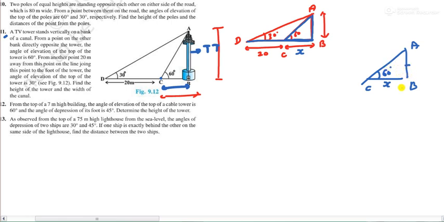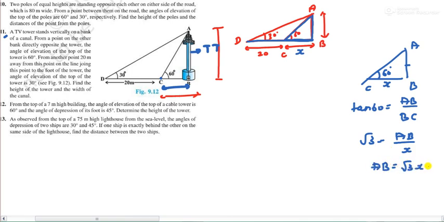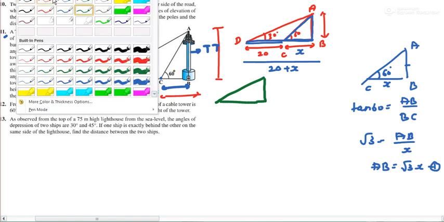So again we need to find AB. Same, tan 60 is opposite by adjacent, that is AB by BC, correct? Tan 60 is root 3, and we have taken BC as X, so I will write it as X. Therefore AB will become root 3 X. This is equation 1. Now again here, if you see, DB will become 20 plus X, right? Because this is 20 and this is X. So if I write that figure here, it is like this.